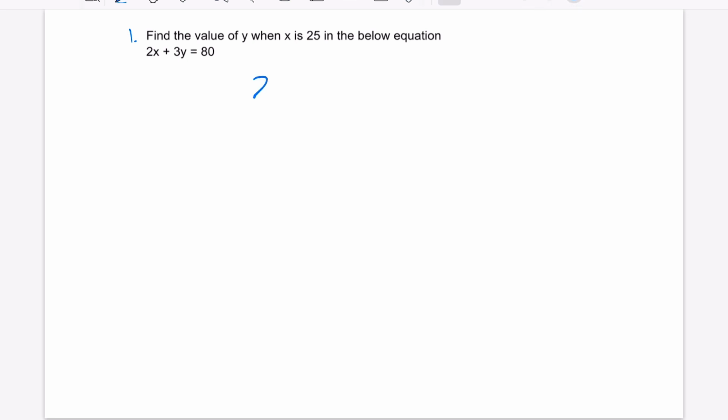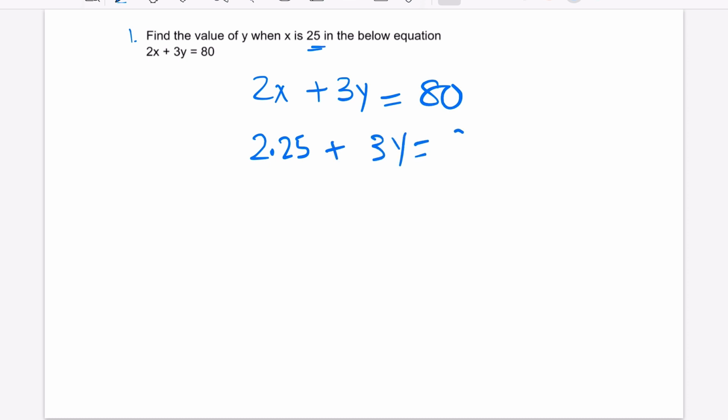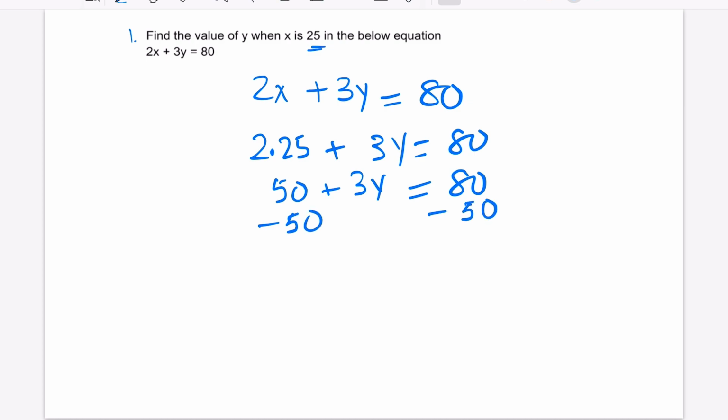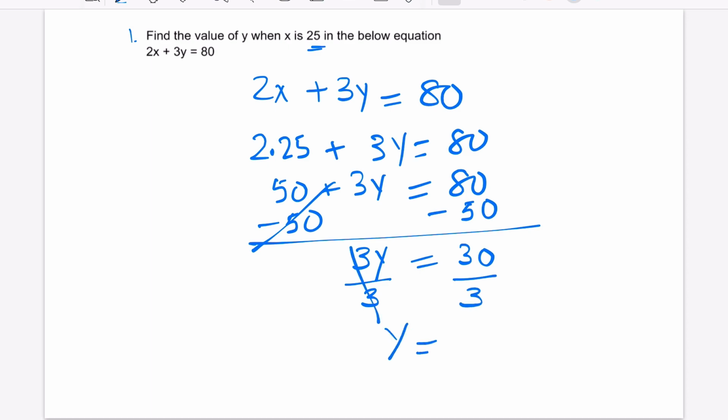All right, so let's rewrite this problem. 2x plus 3y is 80, and we can clearly substitute the value of x as 25. So it becomes 2 times 25 plus 3y is 80. So 2 times 25 is 50 plus 3y is 80, and we have to isolate y. So let's remove 50 from both sides. That will give you 3y on the left side, and 80 minus 50 is 30. In order to find y, divide both sides by 3. So you're left with y is 10. All right, that is the answer for this problem.